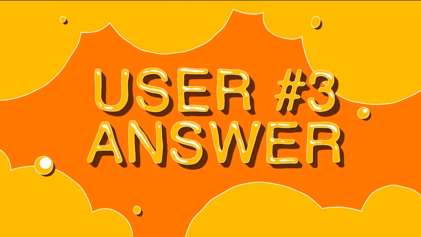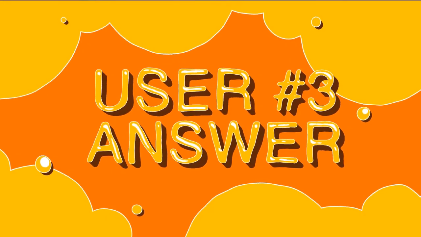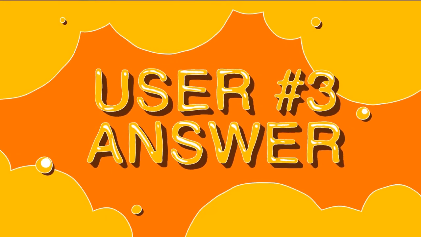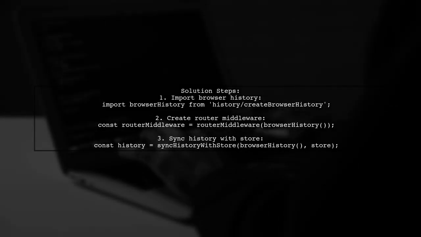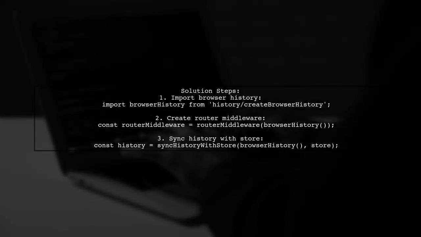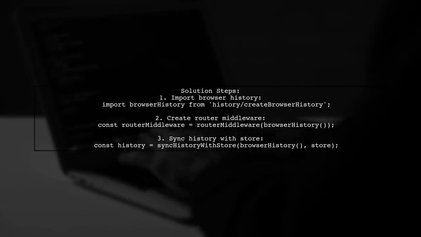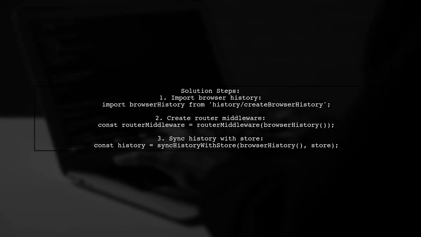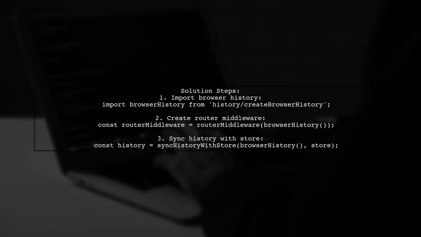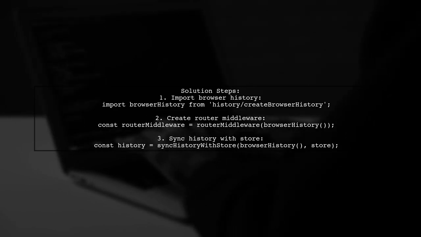Let's now look at another user-suggested answer. To resolve the issue of React Router not showing browser history, you can import browser history from the history package. Then, create a router middleware using that history. Finally, synchronize the history with your store.